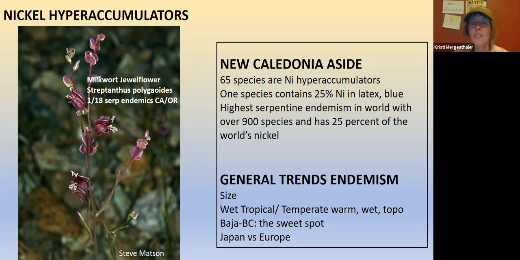And then how old is the exposed rock? So for instance, if you compared Europe with Japan of similar temperate climate, Japan has many more endemics because that landscape did not have continental glaciation. So how recently exposed have those serpentine rocks been available to evolve special kooky plants?